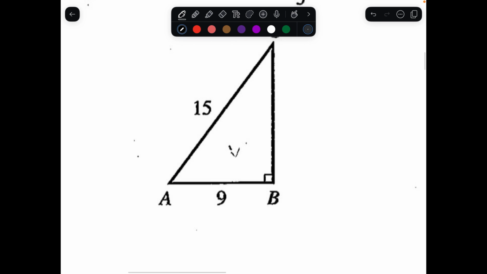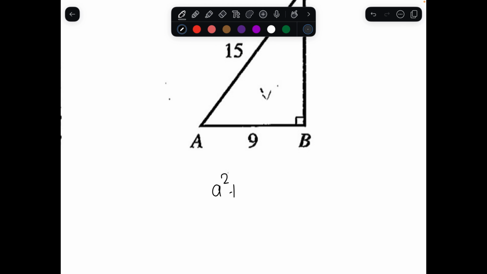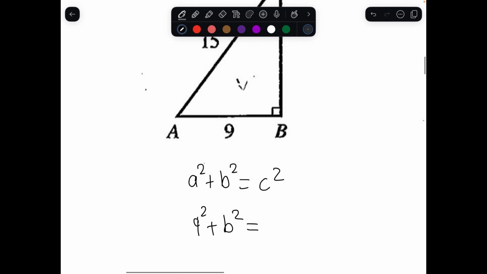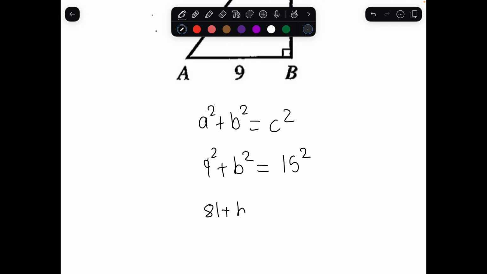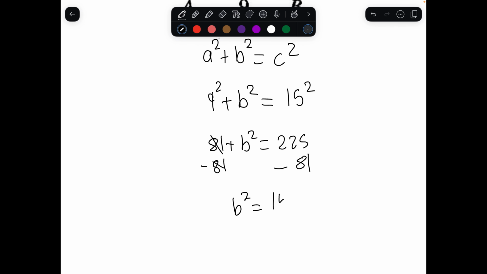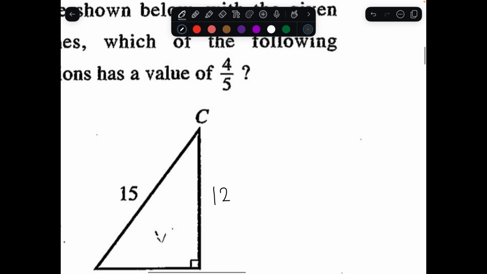To solve for BC, we're going to use the Pythagorean theorem, which is a squared plus b squared equals c squared. A is 9 in this case, b squared is BC, which is what we're solving for, and c, our hypotenuse, is 15. If I solve for b, I subtract 81, b squared equals 144, take the square root. So b equals 12, which means BC also equals 12, right?